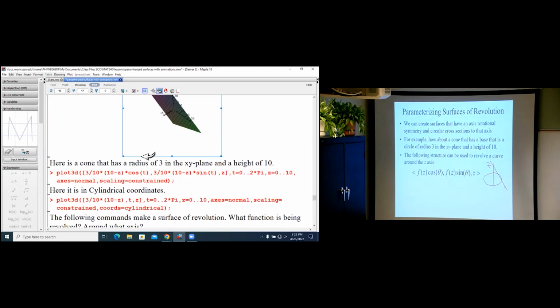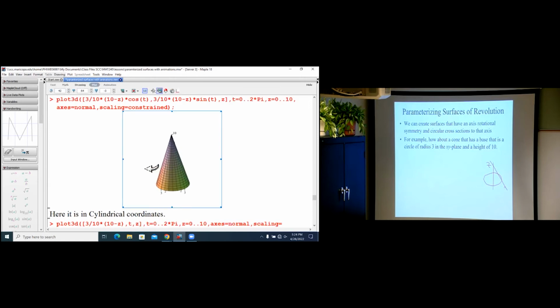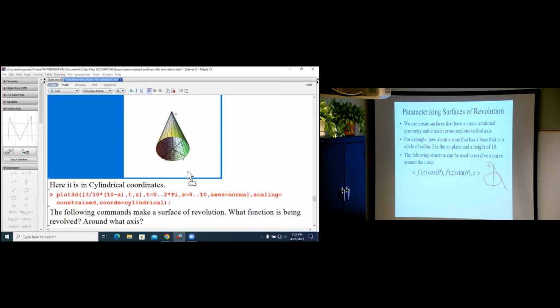We got this back. So if we wanted a cone that has a base of radius 3 in the xy plane and a height of 10, what we do is we create an equation for that line. This is our f of z. 3/10 times 10 minus z is going to give us that linear function, because we have a slope of 3/10 in the xz plane. So there's our cone. We can rotate basically any function around there. And again, we can change the axis of rotation.